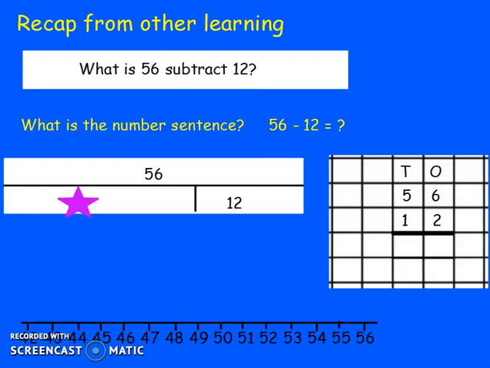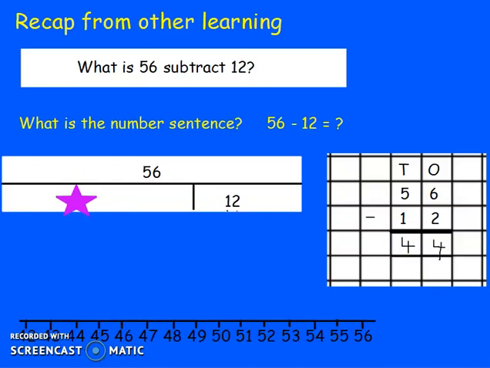So let's have a go using the column method. So 6 take away 2 equals 4. 5 take away 1 equals 4. Fantastic. Let's try using the number line this time.